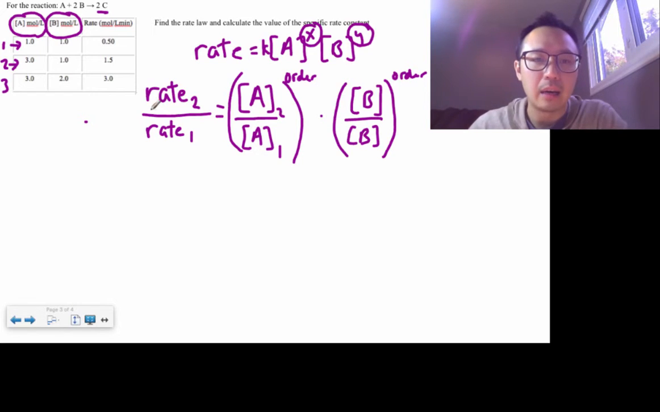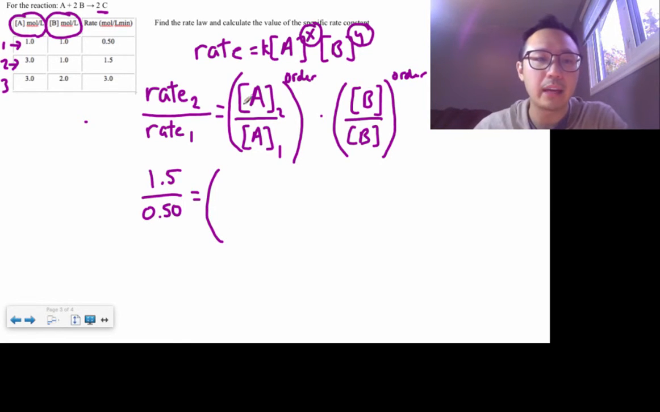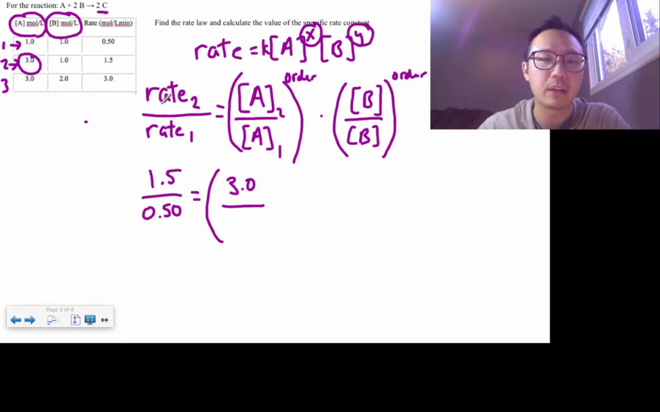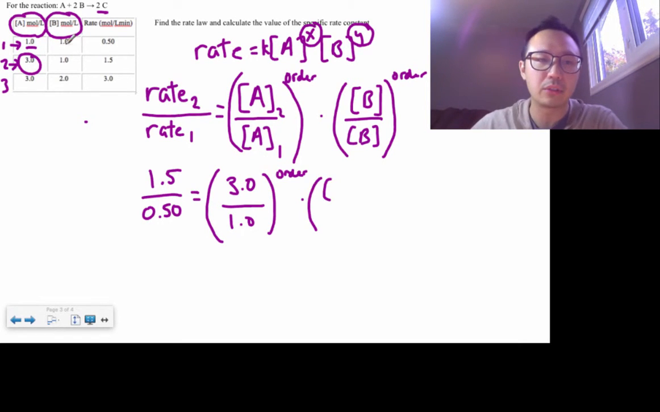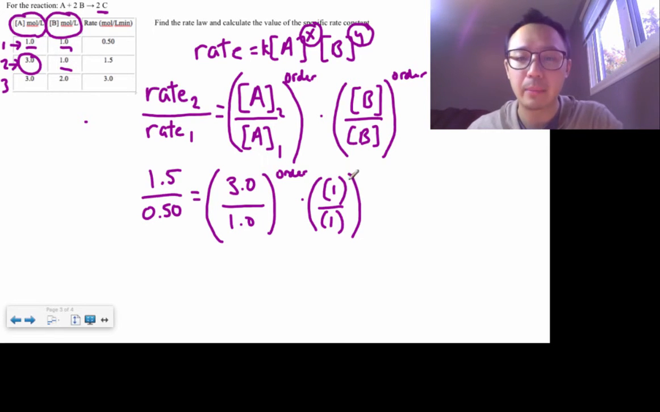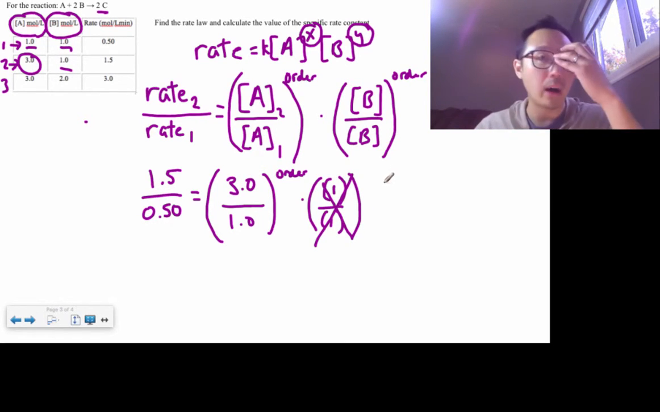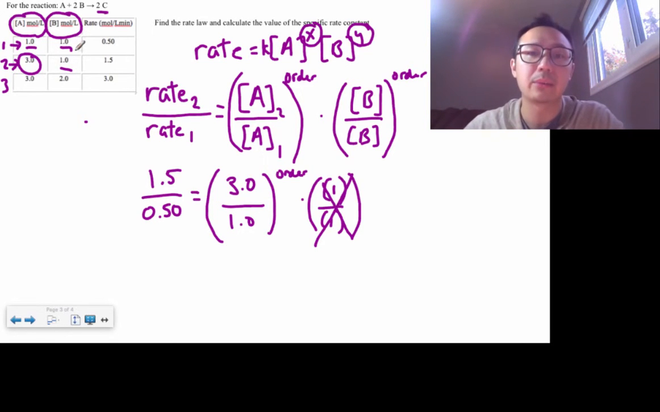So let's look at this. What's the rate of trial 2? It's 1.5 divided by 0.5. This is equal to the concentration of A in trial 2, that's 3.0, divided by trial 1, which is 1.0, and then this is to the power of the order. And if we incorporate the concentration of B, you're going to see that this is just 1 and 1, so this is just 1 divided by 1. I don't really need another bracket there. Because they're just 1 divided by 1, this will cancel. That's the reason why you want to find trials where the other concentration stays constant.